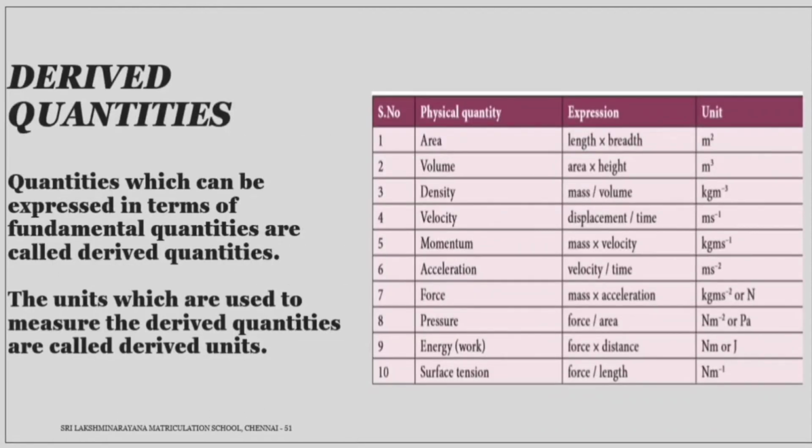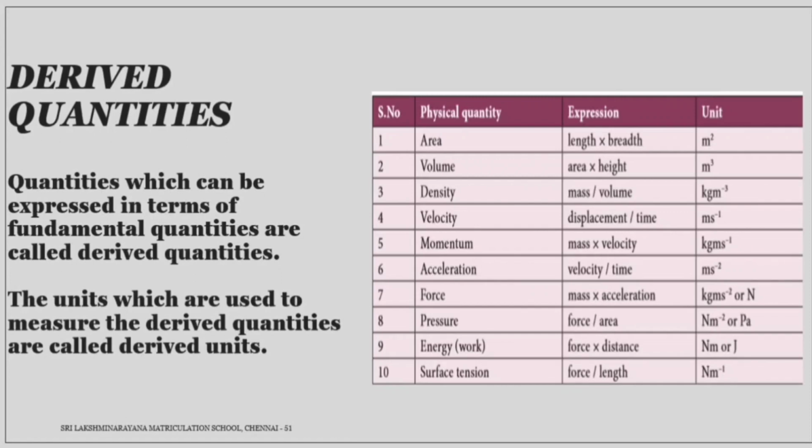Next, derived quantities. Quantities which can be expressed in terms of fundamental quantities are called derived quantities. The units which are used to measure the derived quantities are called derived units. Some of the physical quantities and their expressions and units are given in the table.